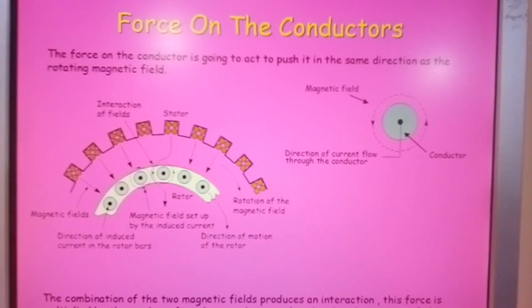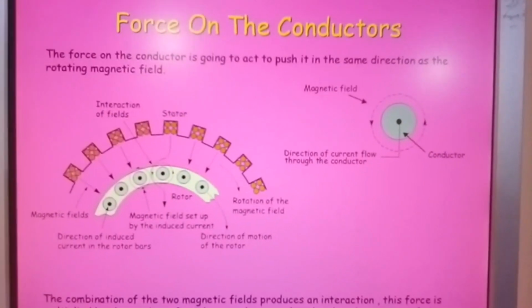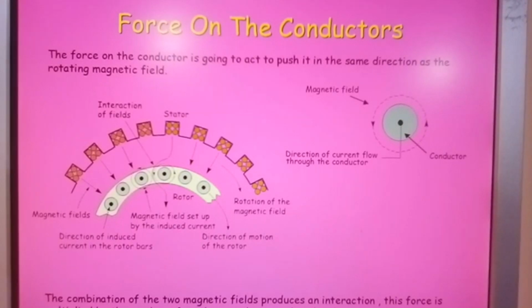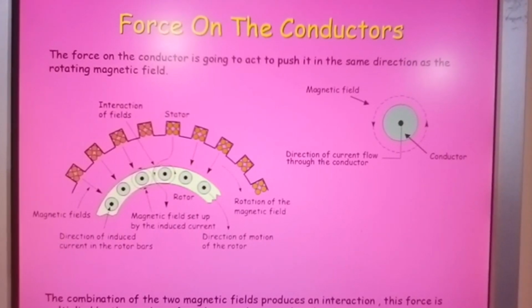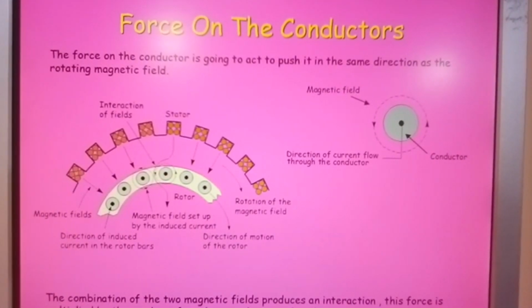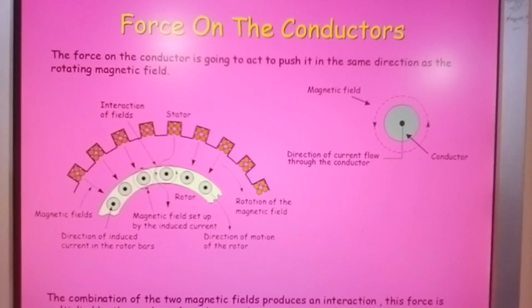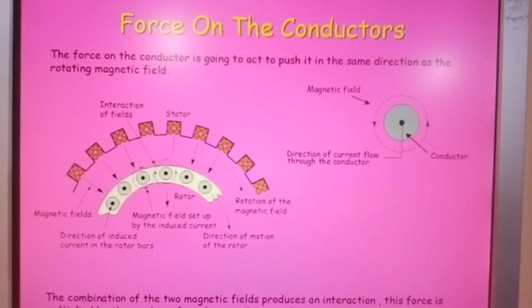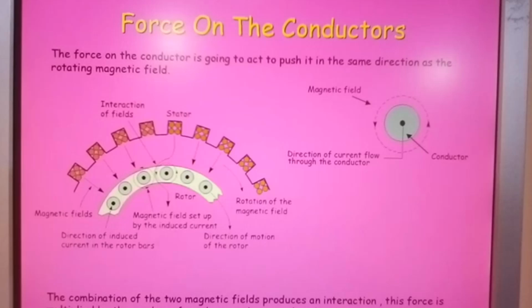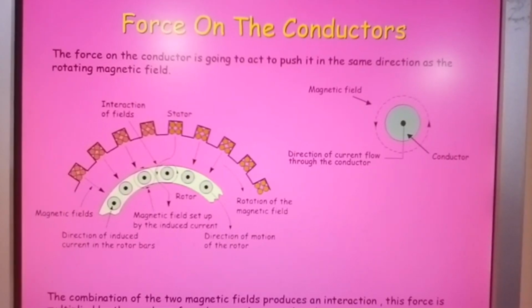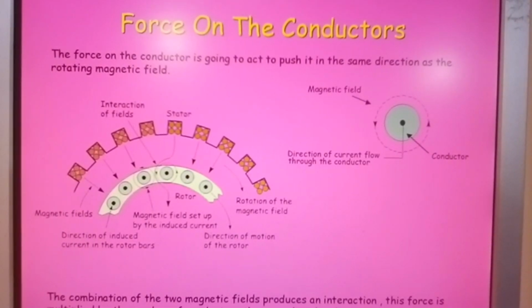And here again, force on the conductors. All this is showing is that the force on the conductor is going to act to push it in the same direction as the rotating magnetic field. But remember, the force is already your magnetic force anyway. That force exists because of the magnetic force within the motor itself, which is provided by the coils within the stator as well.